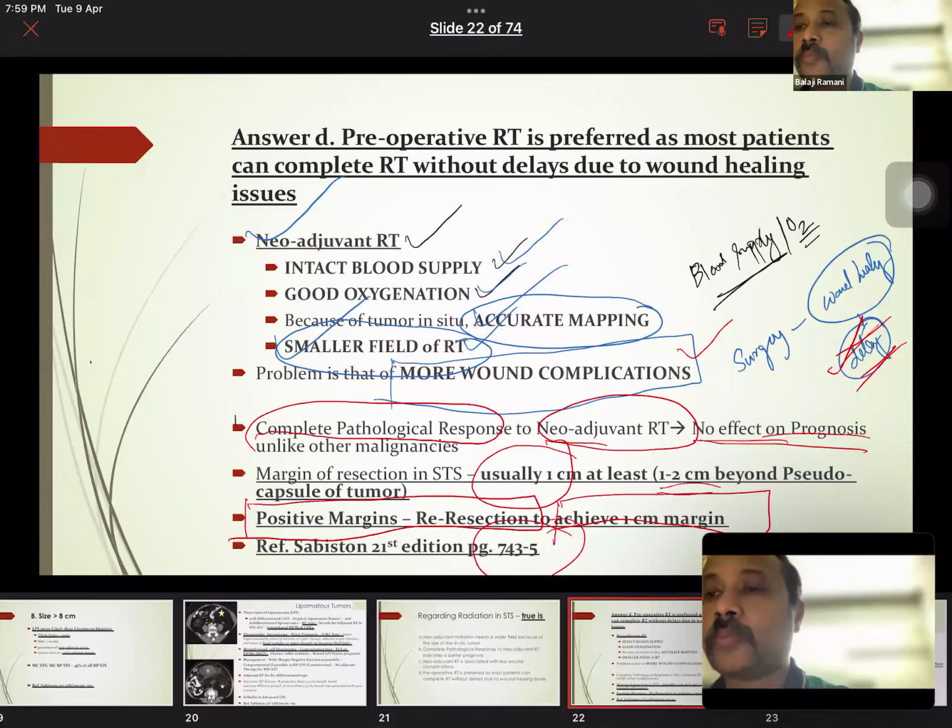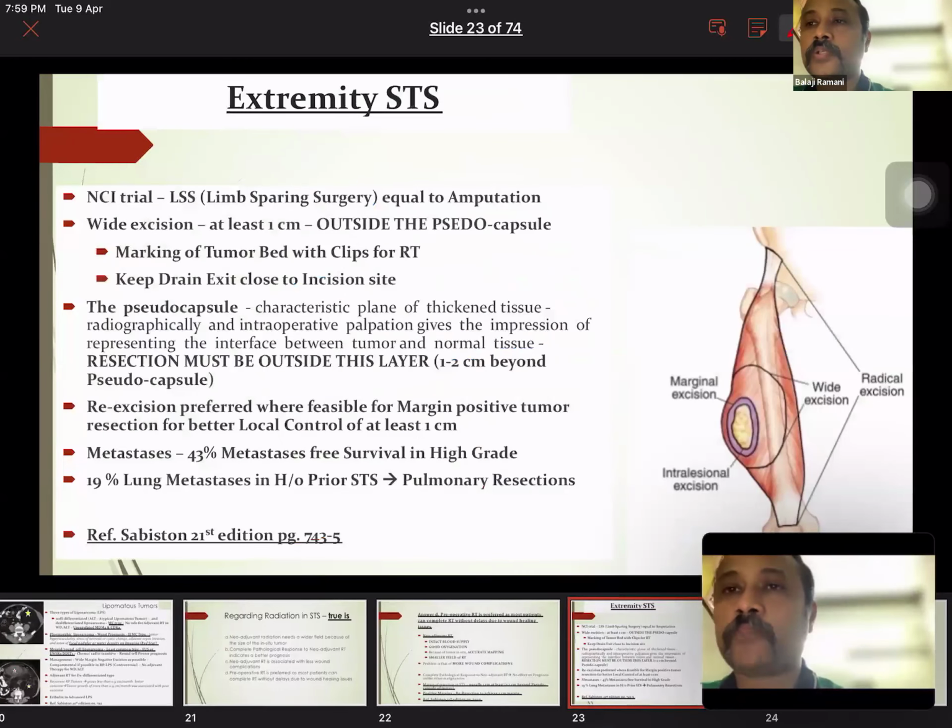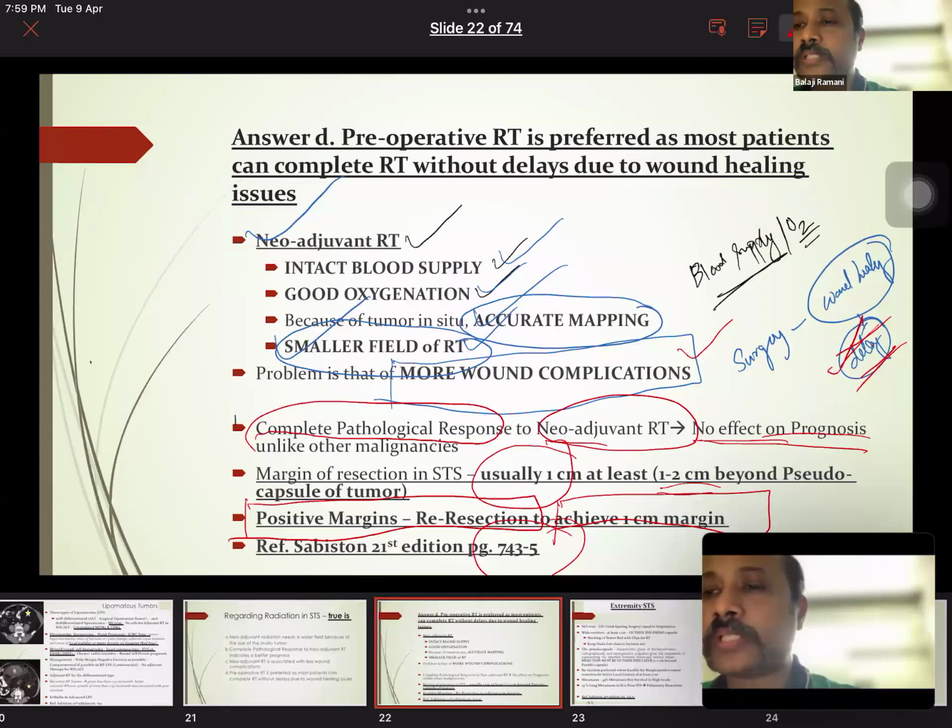So let there not be any confusion, my friends. This has come multiple times. When there is a positive margin, if re-excision is given in the options, you always mark re-excision as one of the options. Okay. So I will close the session with this today.